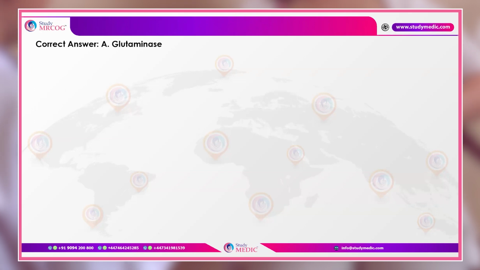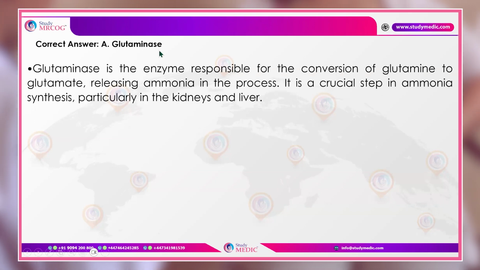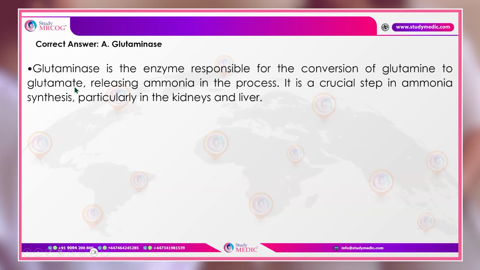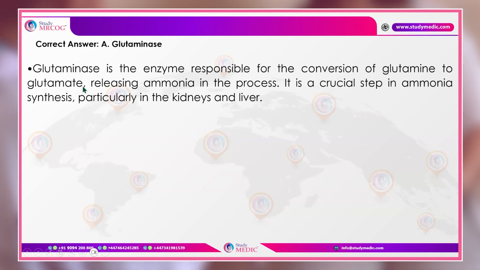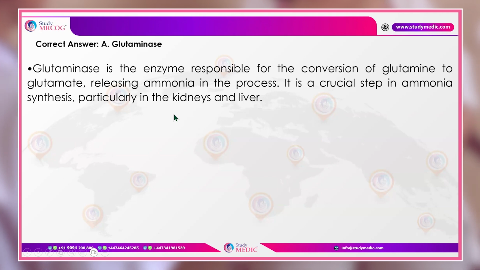So what is the role of glutaminase? It's an enzyme which converts glutamine to glutamate, releasing ammonia in the process. It's a very crucial first step which happens in kidneys and in liver. The ammonia from inside the cell is trapped by glutamic acid to form glutamine. So when we want to detoxify that ammonia, the glutaminase enzyme is required.